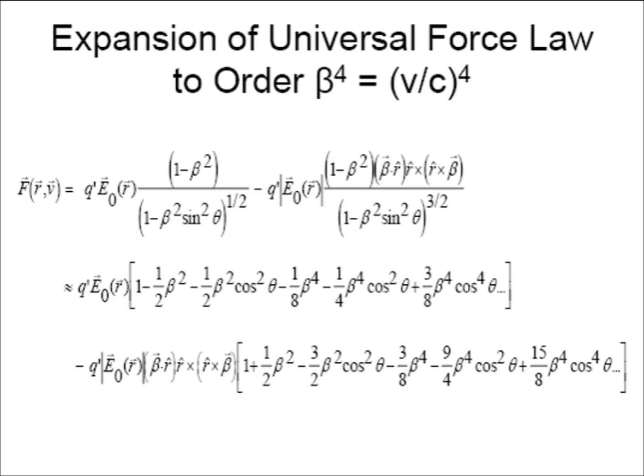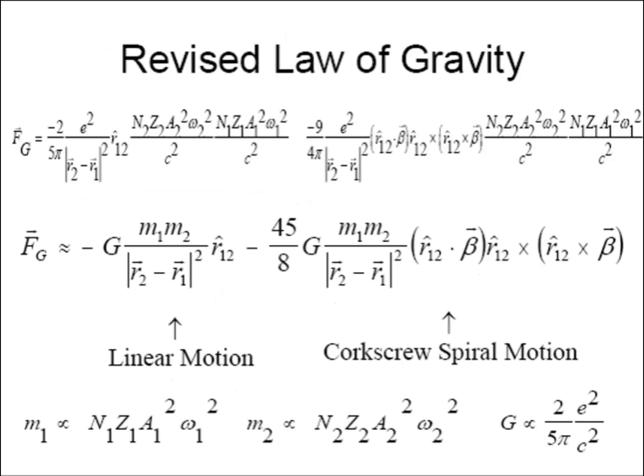So we had the idea that gravity was due to a v over c to the fourth power term in the expanded universal force law. So that's why we calculated this, and then we went ahead and in the next slide we actually calculated what you would get, and the top line is what we obtained for the actual force.